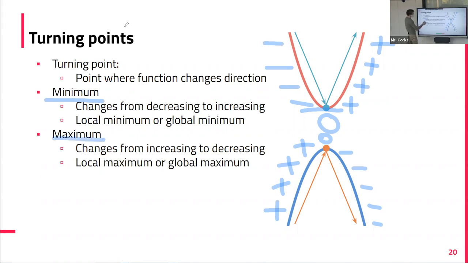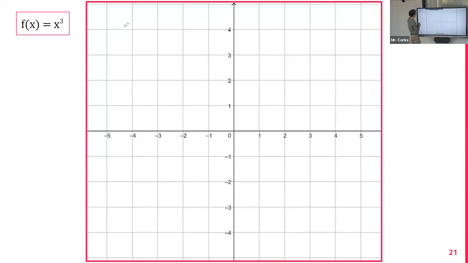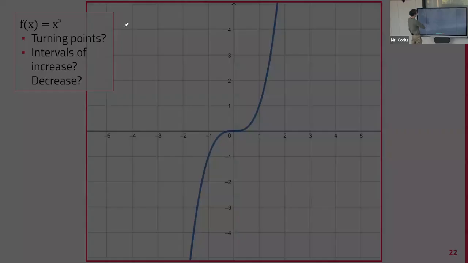We'll talk today about the difference between a local and global minimum, or local or global maximum. Remember, each class got to different points. We looked at this one.